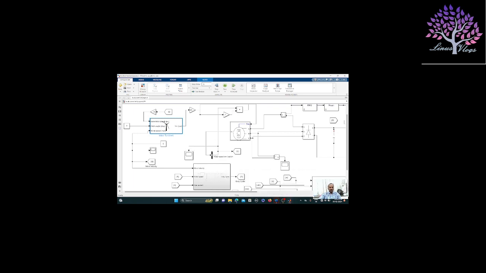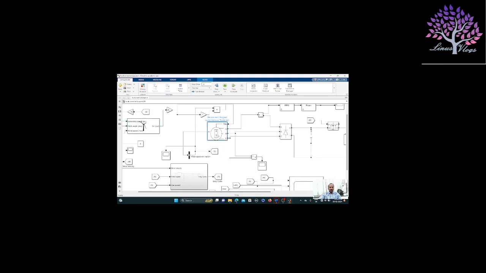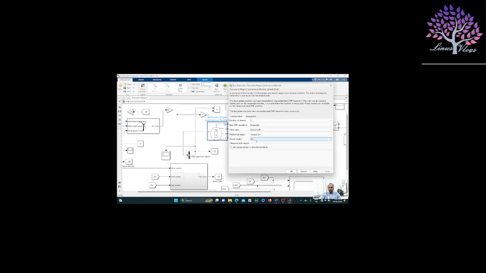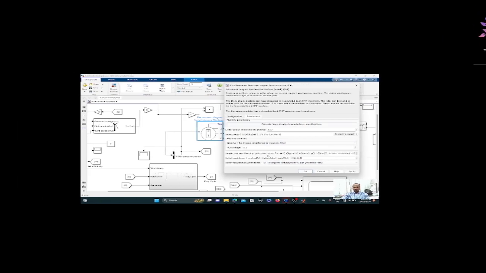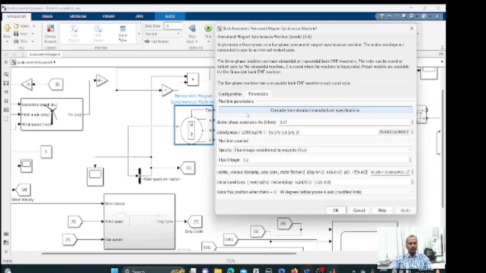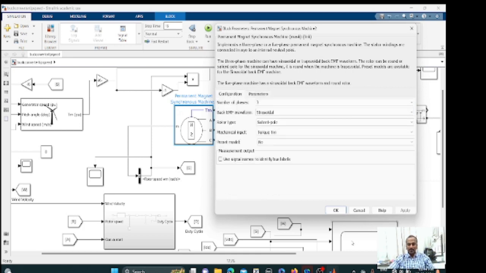Then we will have this generator. I have not used a preset model. In our lab we have this generator, that's why I have used the same model. All the inductance, flux linkage, all the values I have mentioned here. So the J value, F value and torque, everything I have mentioned. This is the entire parameter set of the machine. It is also a 1060 watts generator.